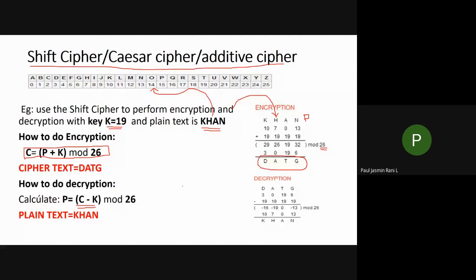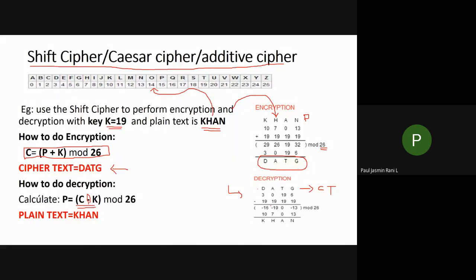Okay, so this is how you have to find out your cipher text. The same procedure is to be followed for decryption, but here we are going to do the subtraction. So here, subtraction, again you are going to find out your corresponding value. For decryption, you have to put your cipher text, then subtract with your 19.